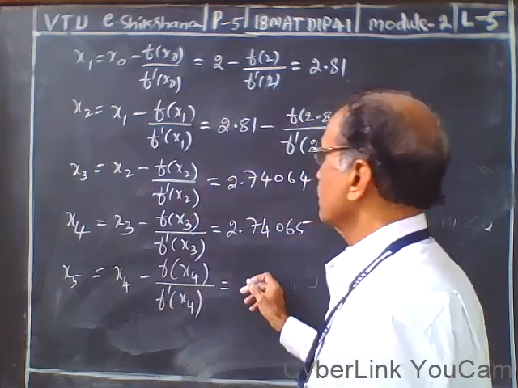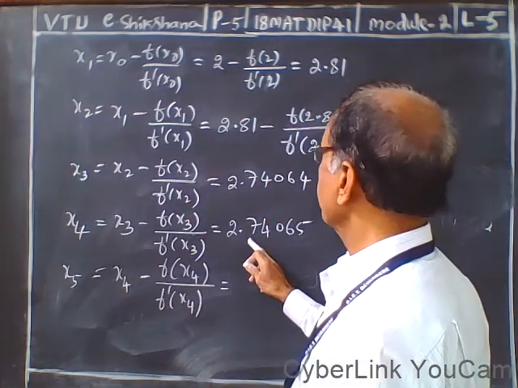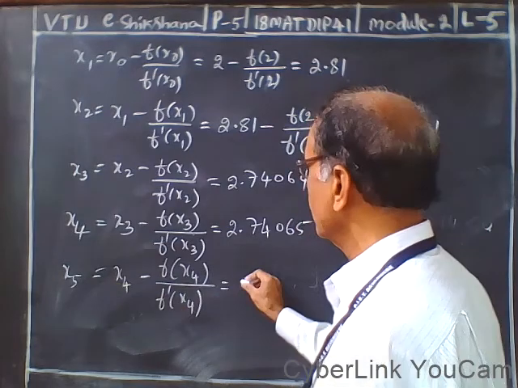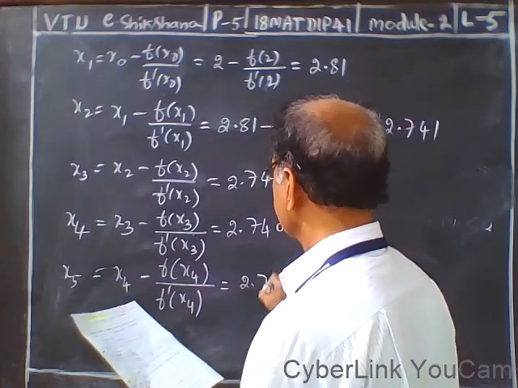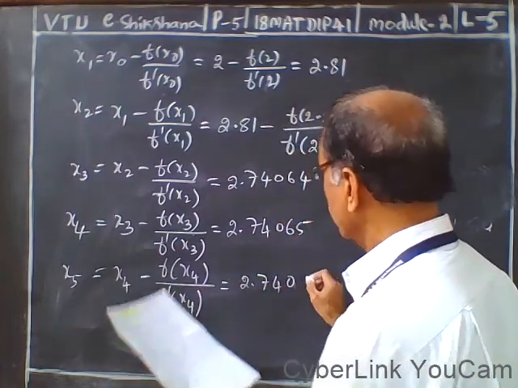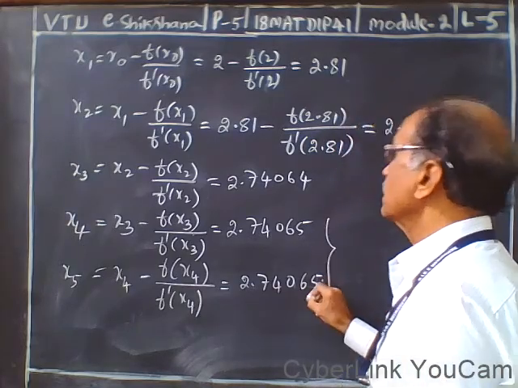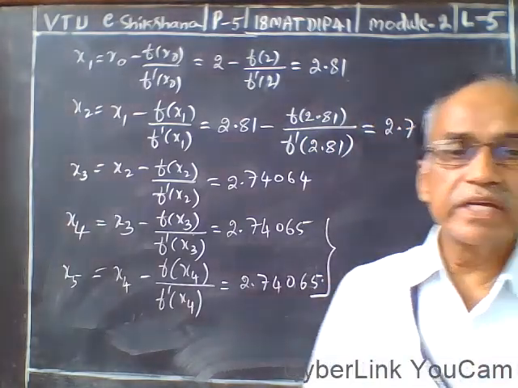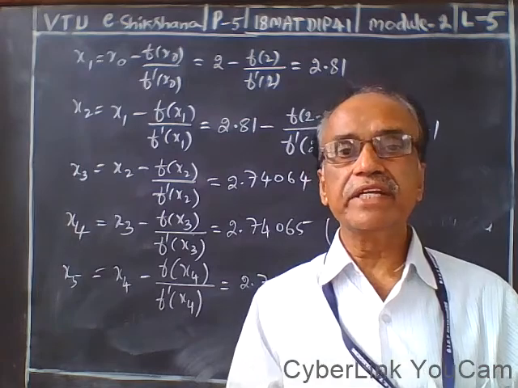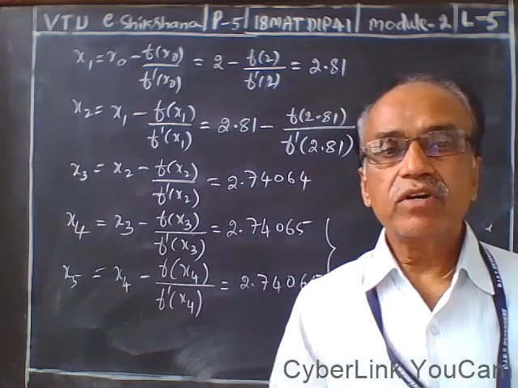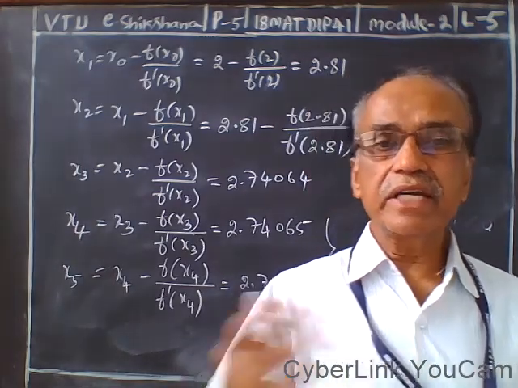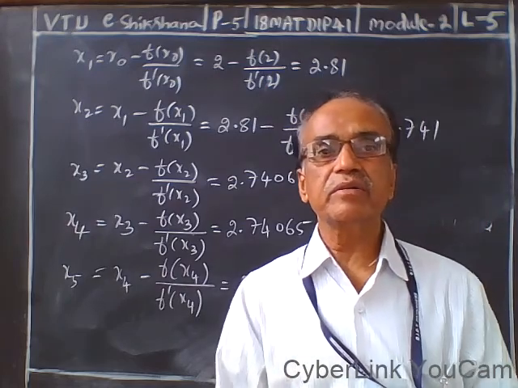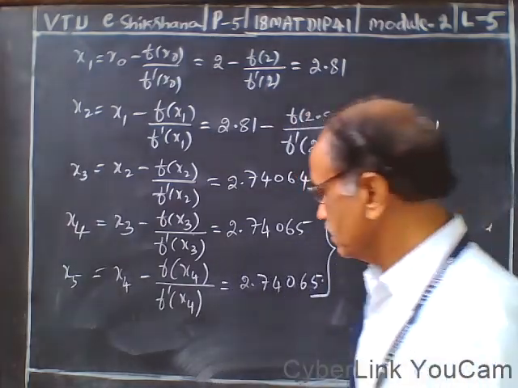What is the number? The previous number is to be substituted in the next one. This gives 2.74065. Here the answer is repeated, then we can stop, and this will be taken as the required approximation, the real root of the given equation according to the Newton-Raphson method.